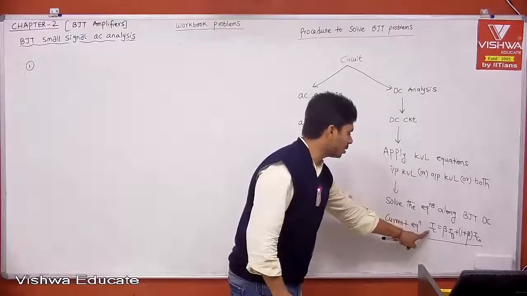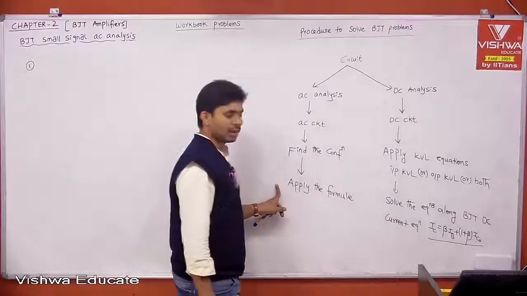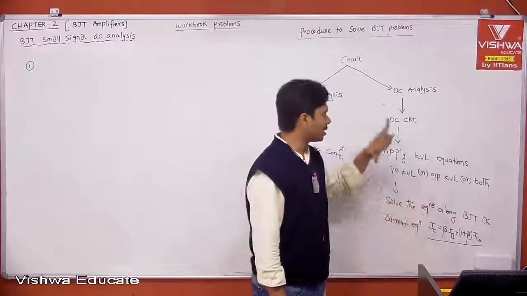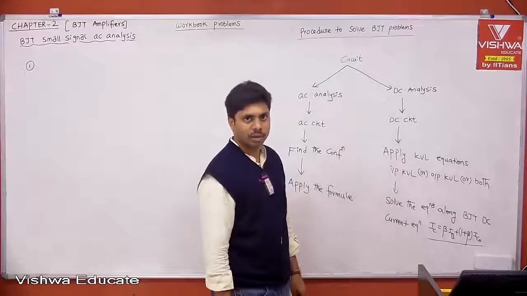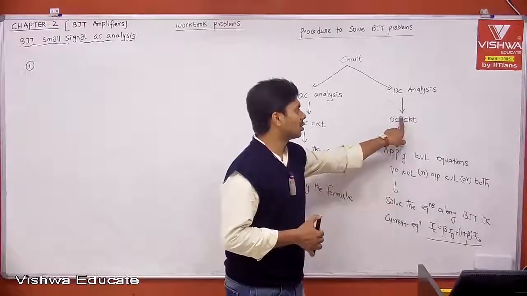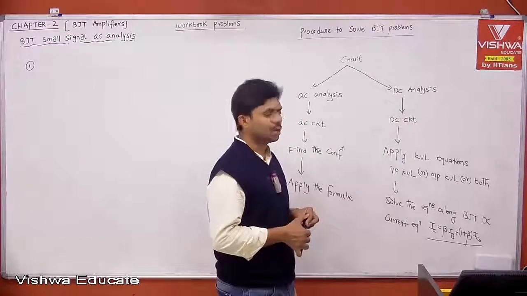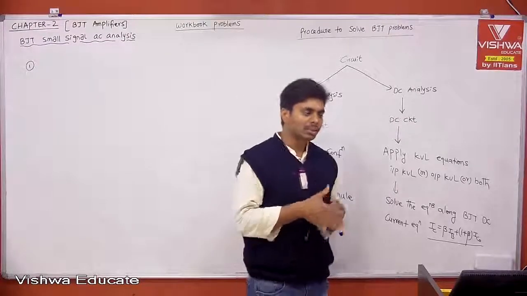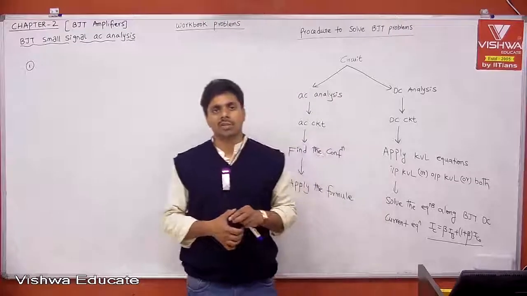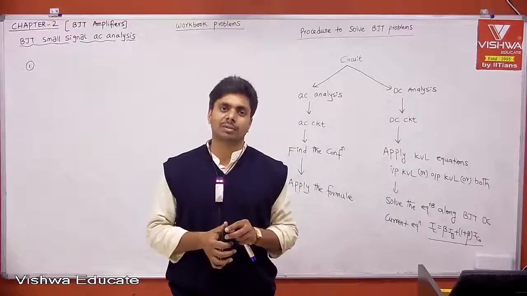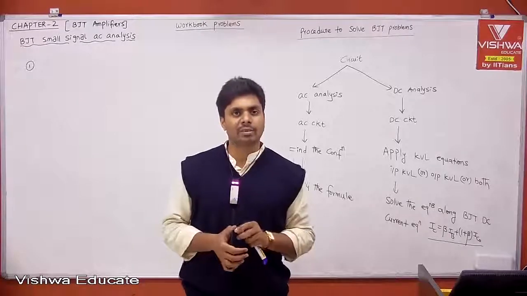And this is not valid for AC analysis. This is valid only for DC analysis, and only when the transistor is in the active region. Typically, the transistor circuits given in the examination will be in the active region. If they are not, it will be specified. If it is not specified, it is our job to check whether the transistor is in the active region or not. Typically, all will be in the active region.